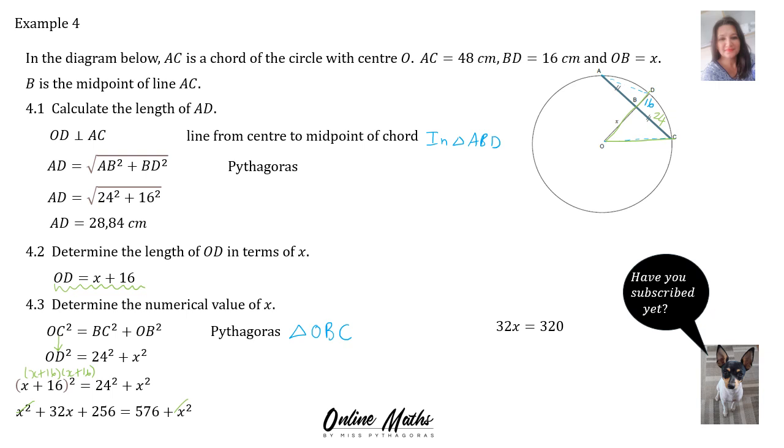And I get 32X is 320. So what happened? This 256 walked across and it became negative. And then if you divide both sides by 32, you get X is equal to 10.